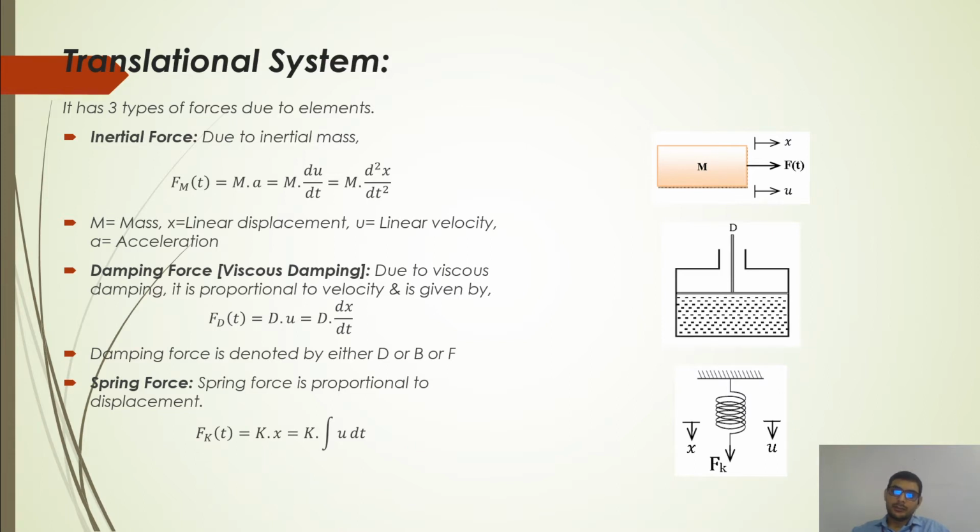Consider an object of mass m. Let us consider it as having a displacement of x, or a linear velocity of u. The force applied on this mass m is directly given as F = ma, which is equal to m du/dt.